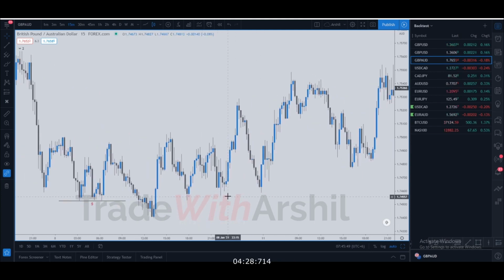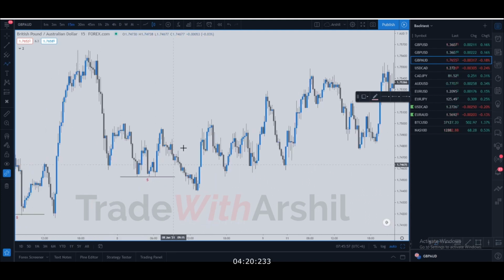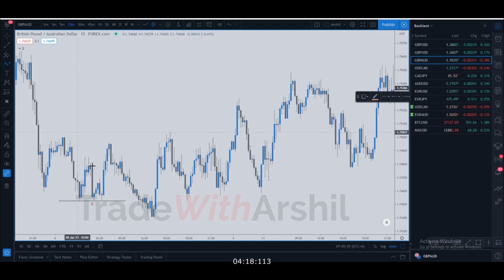Yeah, this looks good. So we can see over here that the market took out this liquidity. It was trending downwards. Over here it was trending downwards, and then it took out this liquidity, and what it does is form a higher high, right? Higher high. So the structure is broken.